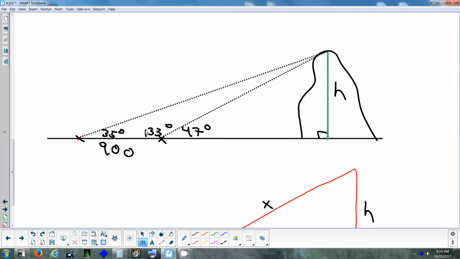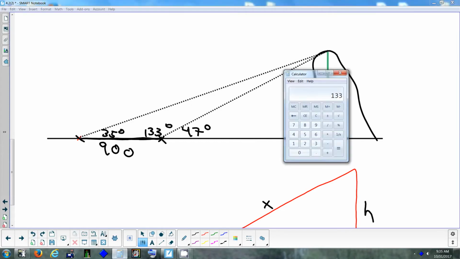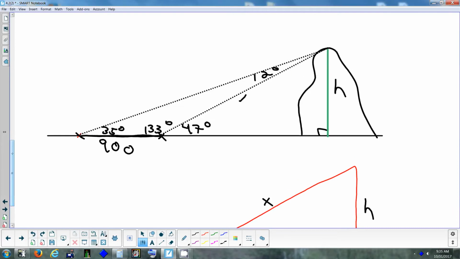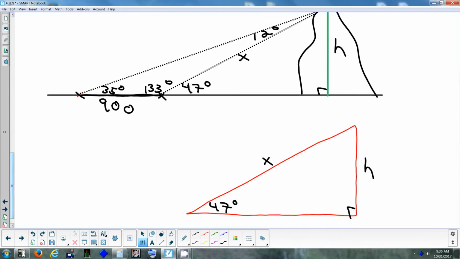Okay, so 180 minus 47 is 133. And now, in order to use the law of sines, you have to know an angle and a side across from it. Well, here's a side. I don't know the angle across from it, but I have the other two, so I can find it. So I'm going to add 35 and 133. I get 168 and subtract it from 180, and I get 12. Okay, and then remember, this side is x. That's what we want to find. So let's use the law of sines to find x.